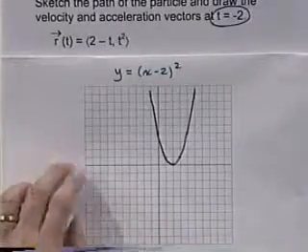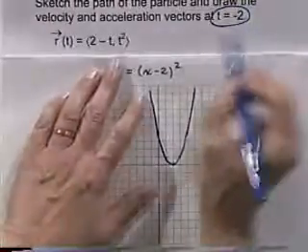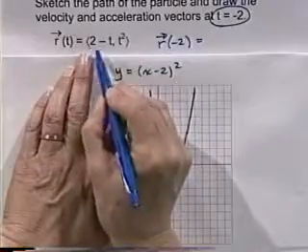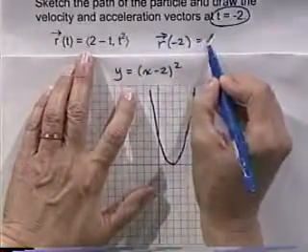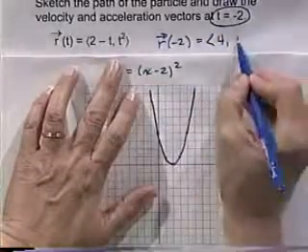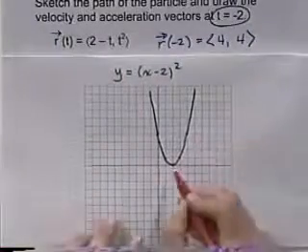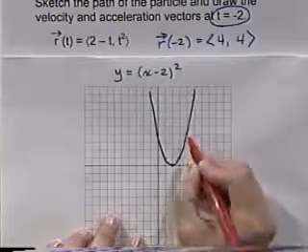Now, they want me to find the point that corresponds to r of negative 2. r of negative 2 is the point that you get by 2 minus a negative 2, which gave me 4, and negative 2 squared is 4. So r of negative 2 is the point 4, 4. 1, 2, 3, 4, right here.